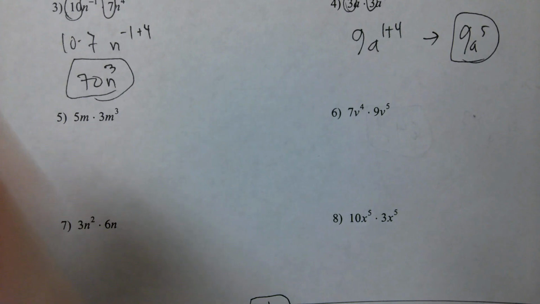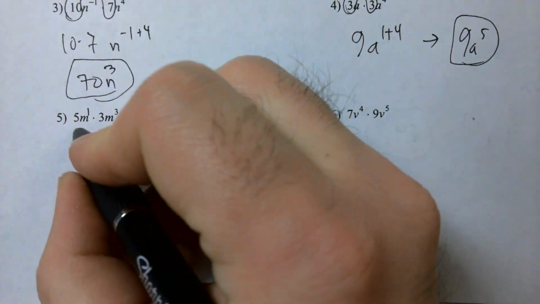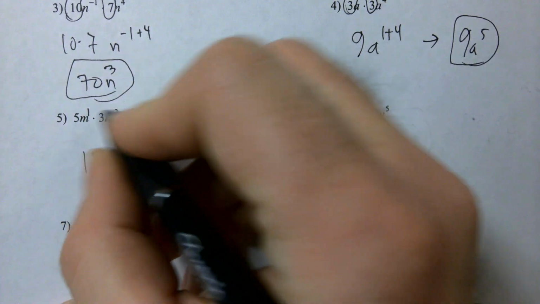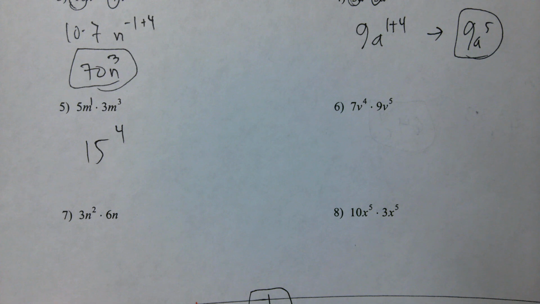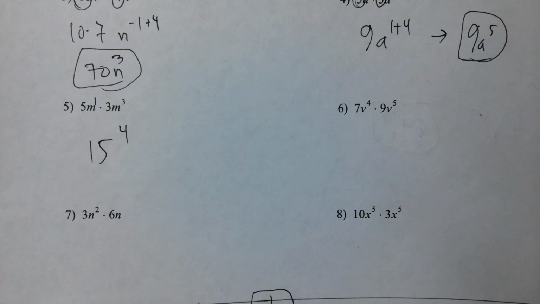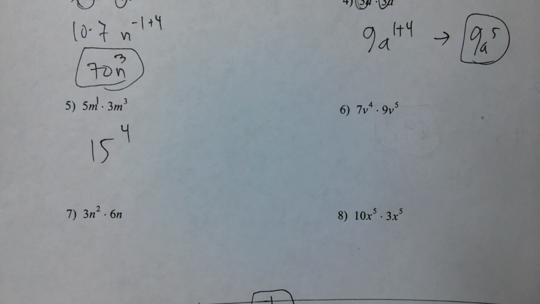Again, I have an invisible 1 in number 5. 5 times 3 is 15. 1 plus 3 is 4. Does that look right? Number 5? No? What's wrong with my answer in number 5?